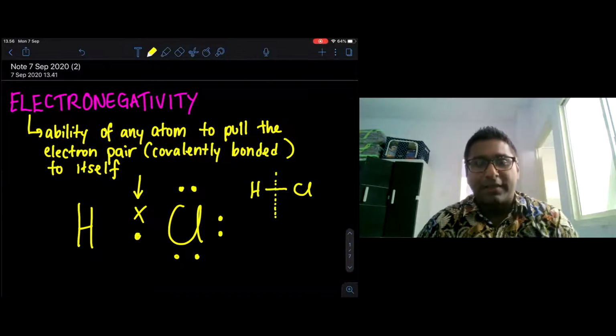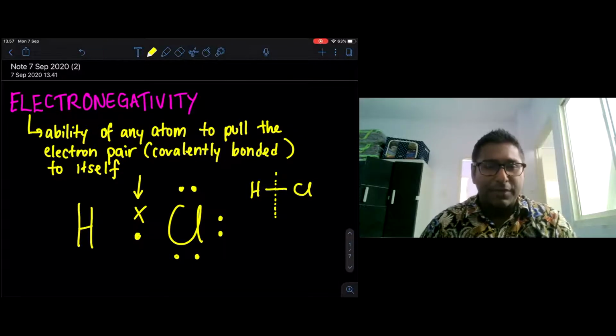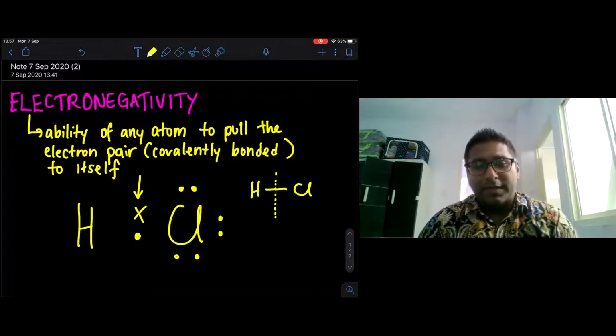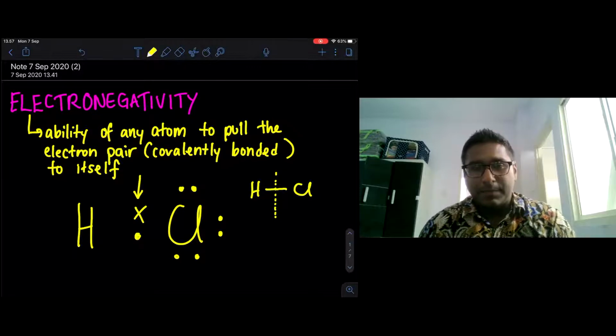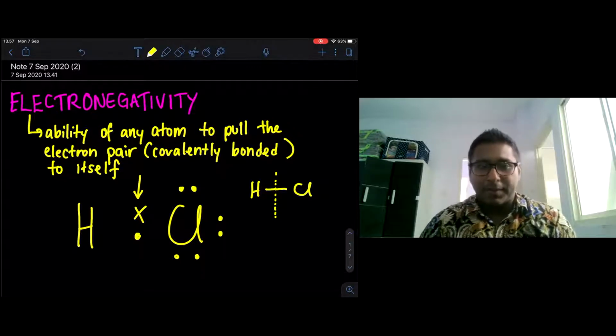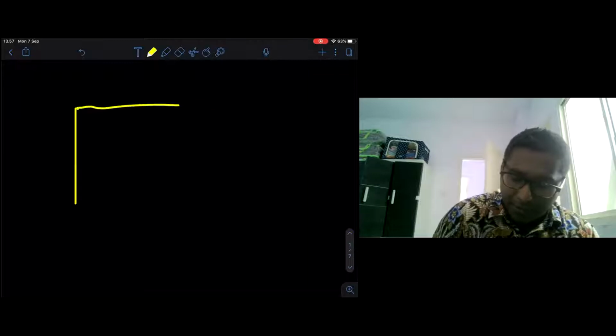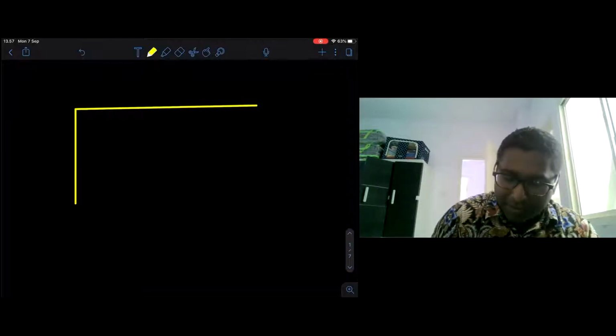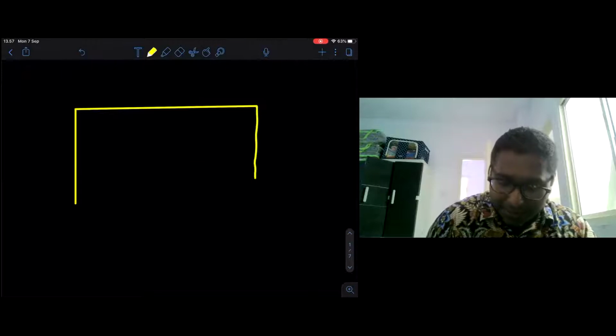Do remember HCl is a covalent molecule. They have different atoms over here, which are hydrogen and chlorine. Those two atoms have different ability to attract the electron pair. And this ability, we can identify by roughly looking at our periodic table. So when we look at our periodic table, we can identify a little bit about electronegativity.